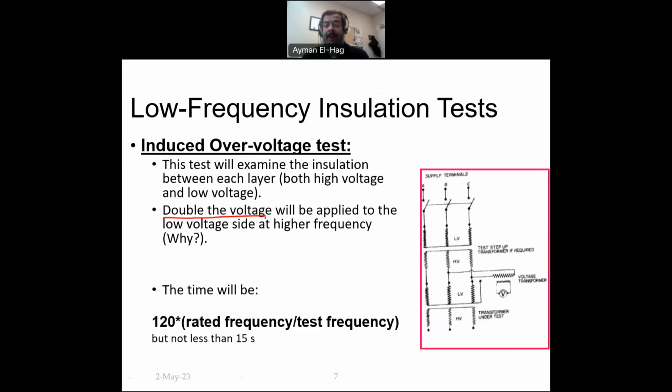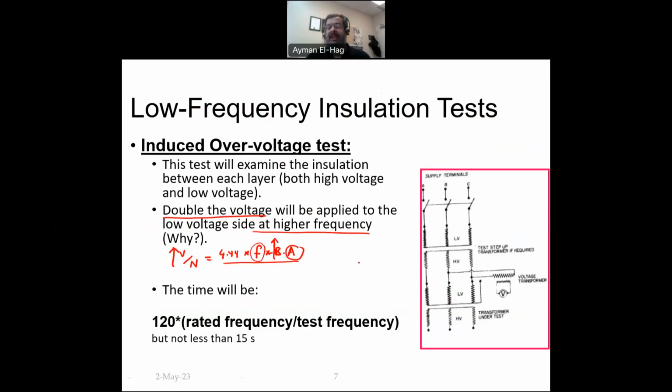Now, when we double the voltage here, we need also to increase the frequency. Why is that? Because we know that the voltage per turn in the transformer, this is the voltage I am inducing in the turn to test the ability of the insulation between the turns to withstand the voltage, is equal to 4.44 times the frequency times B times A. B is the flux density, A is the cross-sectional area. Now, if I increase the voltage per turn to double the value, what will increase here? A is constant, and if my supply has the same frequency, so this is 60 hertz, for example, this is also constant, so my B will increase to the double value.